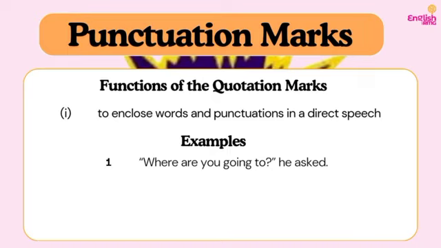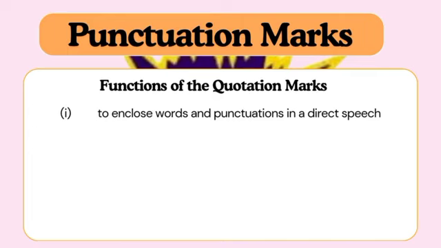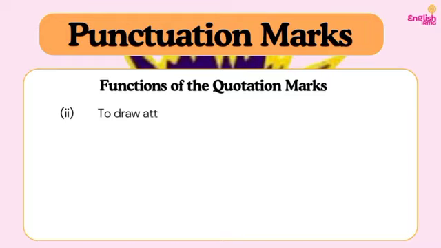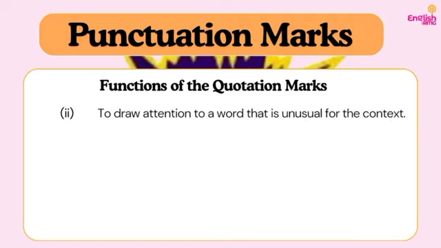So, for example, we have, "Where are you going to?" he asked. Example 2, we have, "I'm going to the cinema," she replied. This is because I'm saying it directly. It is not a reported speech. It's a different thing if I say, he asked where you are going to. That's no longer a direct speech. Do you understand? So, function 2 is to draw attention to a word that is unusual for the context.